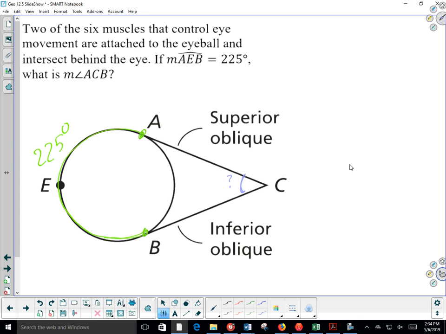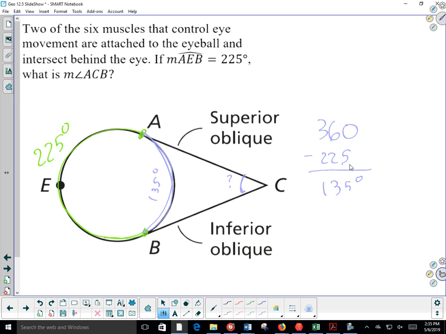Okay, so we're going to find the AB, whatever you want to call it. Arc AB? Yeah. So we can do that by setting 360 minus 225 to get that. So you're going to find this arc here by doing 360 minus 225, and that turns out to be what? 135. Yeah.